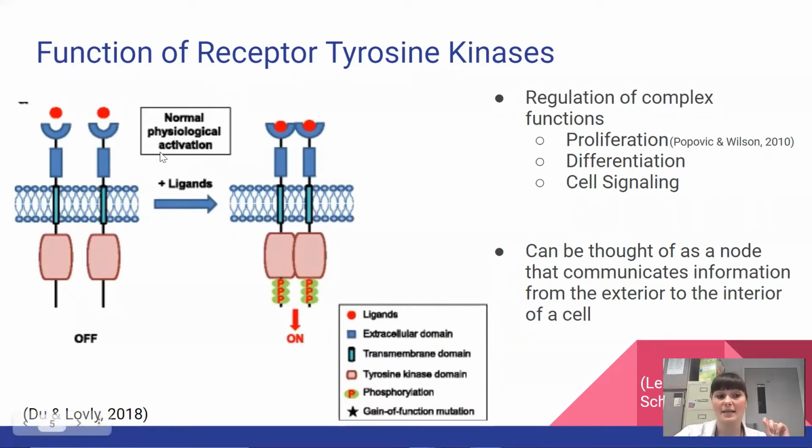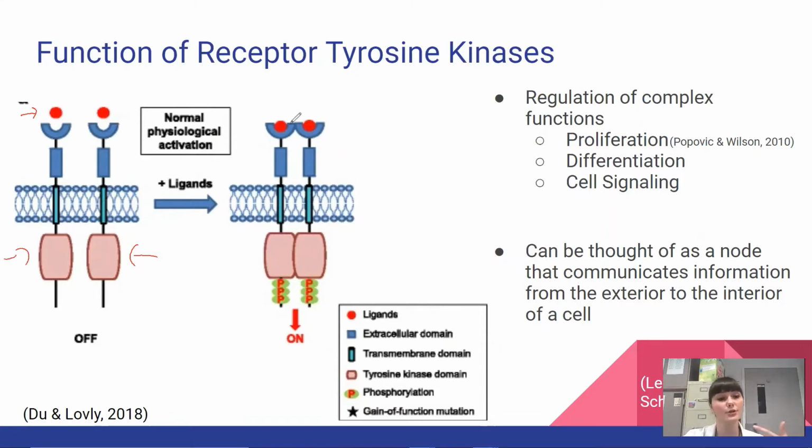You are seeing here the normal functional activation of a receptor tyrosine kinase. The left-hand side of this diagram represents the unactivated RTK. You'll see that the ligands pictured in red haven't quite bonded to the extracellular portion yet. Another thing to notice about the inactive form is that these two separate RTK molecules are not dimerized. They're not bound together yet, and that's because the ligands have not bound there.